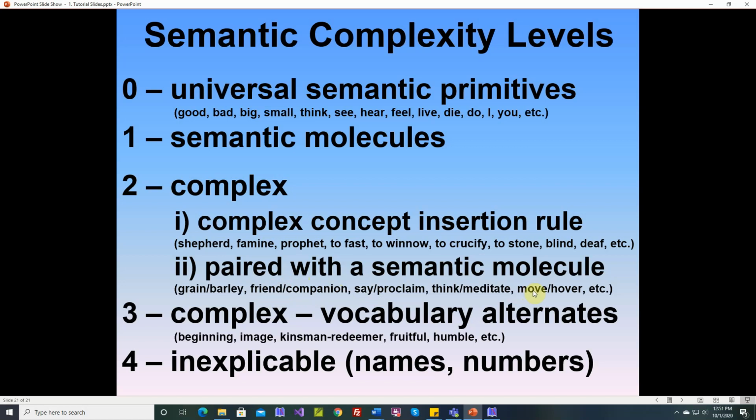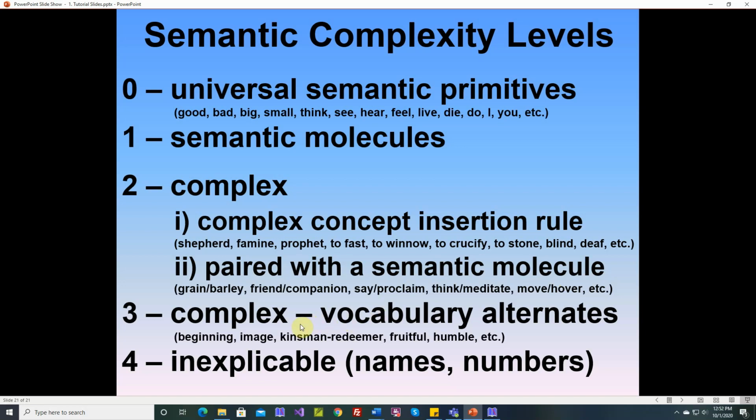In Genesis 1:2, the Holy Spirit hovered over the waters. If your language has a word for hover, then you want to use that in your translation. But if it doesn't have a word for hover, then you don't activate this complex concept, and the software will use the word move. And it will say the Holy Spirit moved over the waters. And that sufficiently captures the idea.